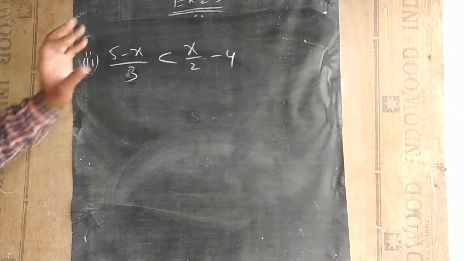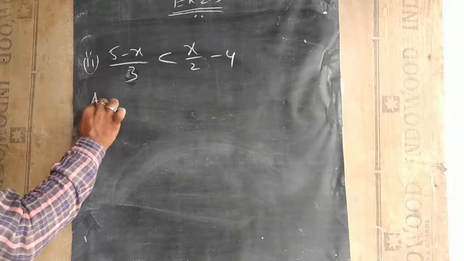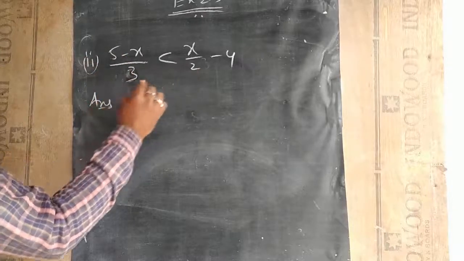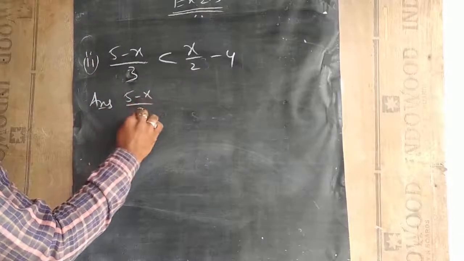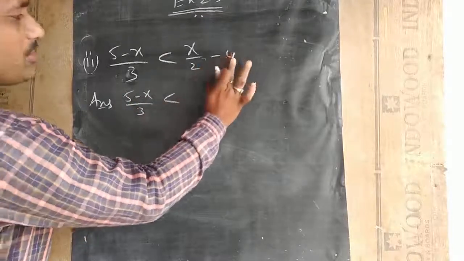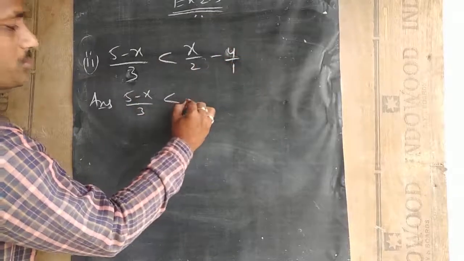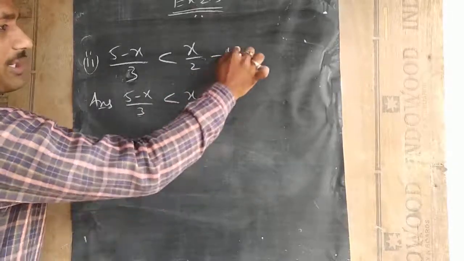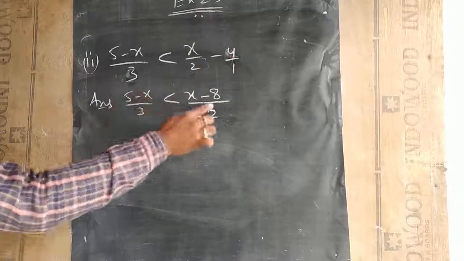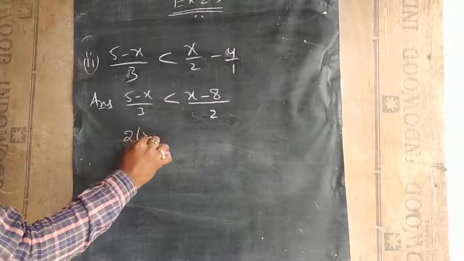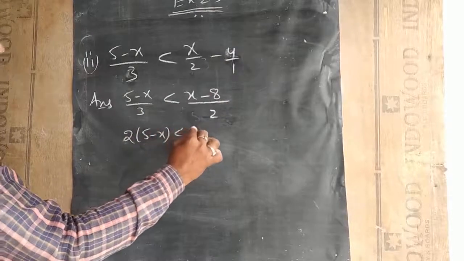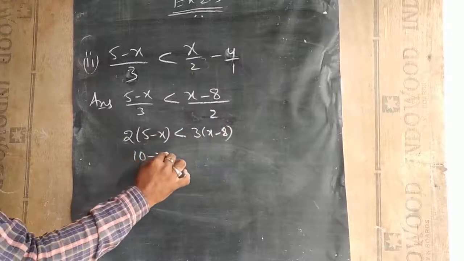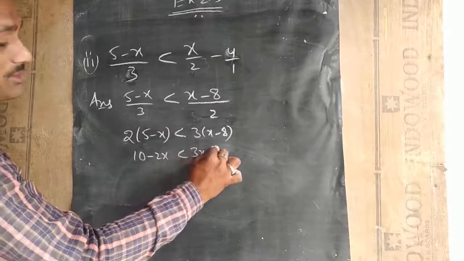Let us see how to solve this x value. See here students, same fourth question, second subdivision we are doing. So first, 5 minus x by 3 is less than, what is the LCM over here? 4 by 1. So LCM is 2, x as such. So 2 how many times here? 8 times. 2 4s are 8, x minus 8 by 2. So let us do cross multiplication now. So 2 into 5 minus x is less than 3 into x minus 8. So 2 5s are 10 minus 2x is less than 3x minus 24.